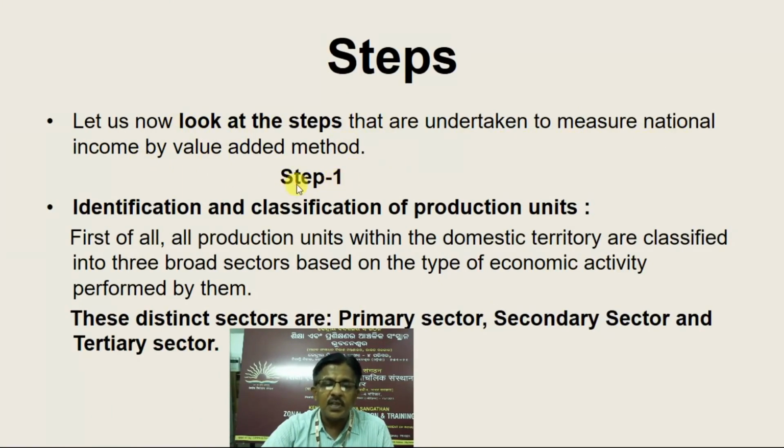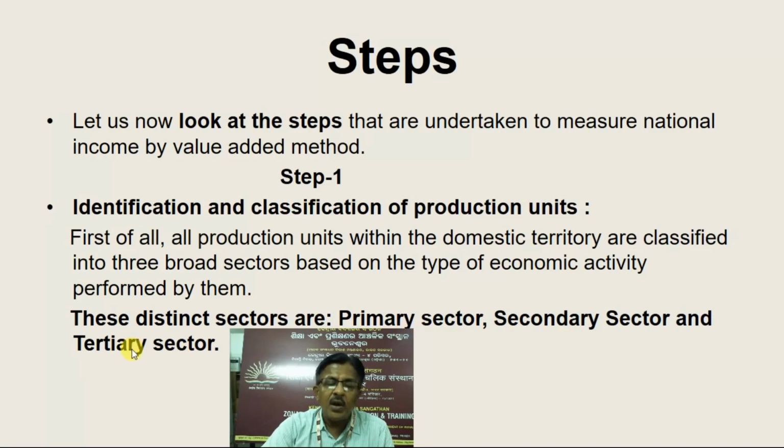There are three steps. Now, step 1, identification and classification of production units. First of all, the production units within the domestic territory are classified into three broad sectors based on the type of economic activity performed by them. These distinct sectors are primary sector, secondary sector and tertiary sector.